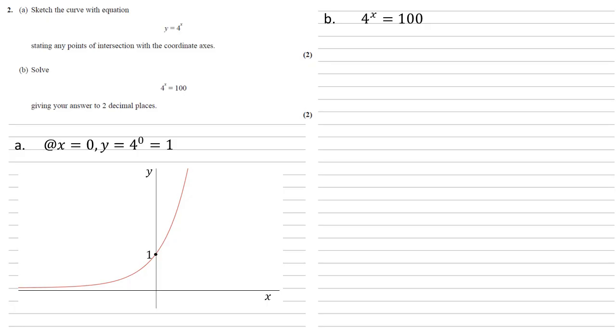So whenever we've got something of this format, by the definition of our logs, we can rearrange it so that x, the power, is equal to log base 4. The 4 is there because that's the base of the power in our original equation. And we're going to put 100, the right-hand side of the original equation, into this. So x is equal to log base 4 of 100, which if we put into our calculator using the log function, we get an answer of 3.32.